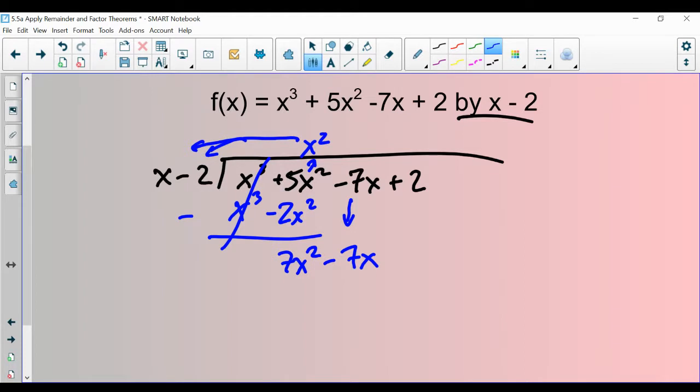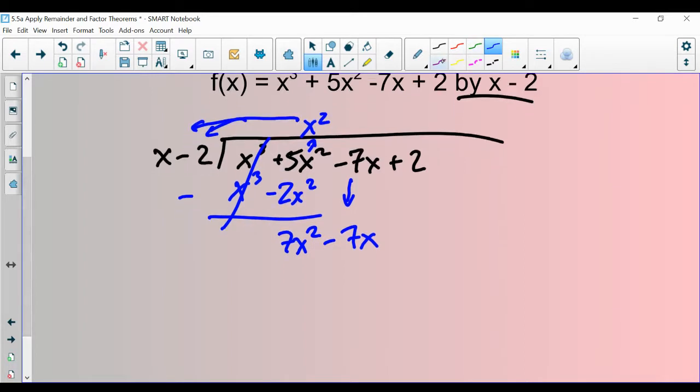That right there was one cycle of this. Let's do it again. How we started this was we said, what times x is x cubed? Now we're going to say, what times x is 7x squared? Hopefully you would come up with 7x. Once you pick a new number here, you're going to multiply it by everything on the outside. 7x times x would be 7x squared. I told you it should match, and it does. And 7x times -2 would be minus 14x.